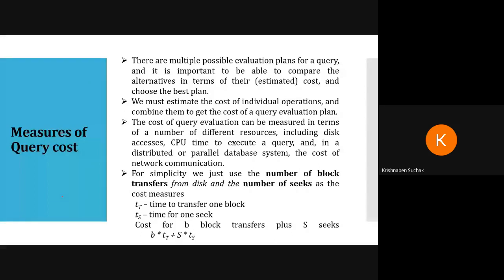Here the time to transfer one block is identified as tT, and the time to transfer one seek is identified as tS. The cost of B block transfers plus S seeks is given by the equation B times tT plus S times tS, where B stands for blocks, tT is the time to transfer one block, and tS is the time for one seek. So if you have multiple blocks, you multiply them by the time taken per block, and you also add the seeks, that is S times tS. Okay, so this is the equation. This is how you can measure query cost.